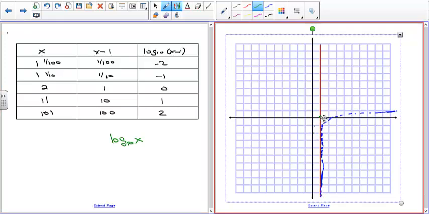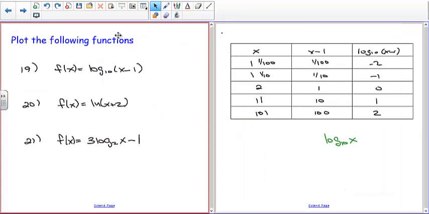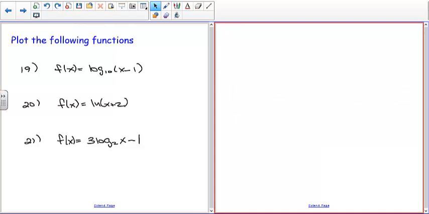It would go through here, and then you would go to 10 for the next one, and that would be your parent function. Your actual function would just be shifted over 1 unit in the x direction, because the argument is x minus 1, x minus h, so h is 1, so you translate everything to the right.